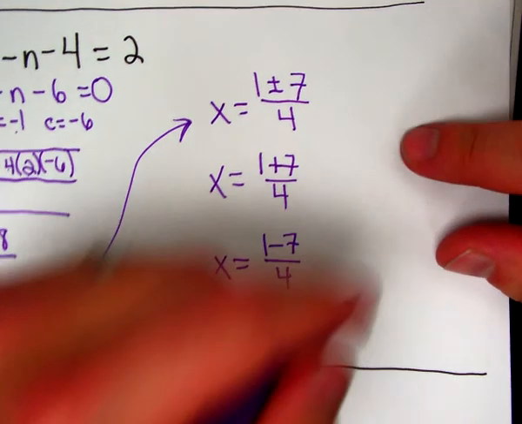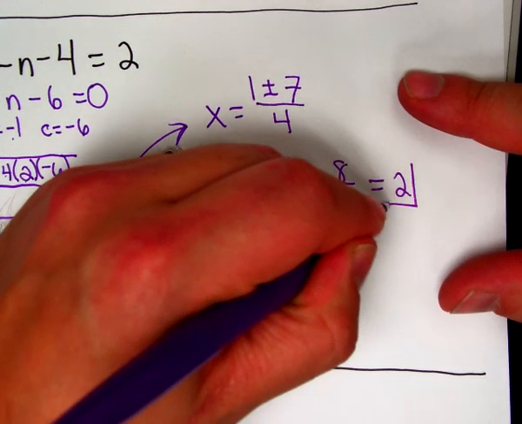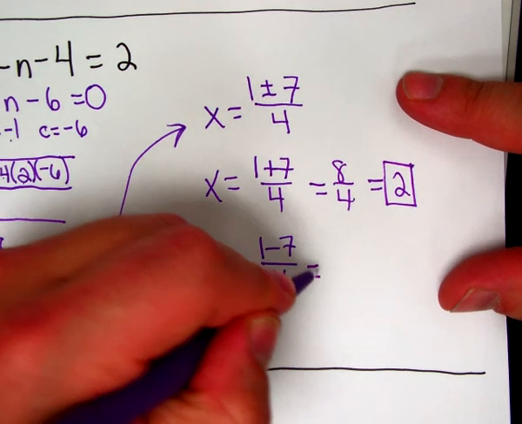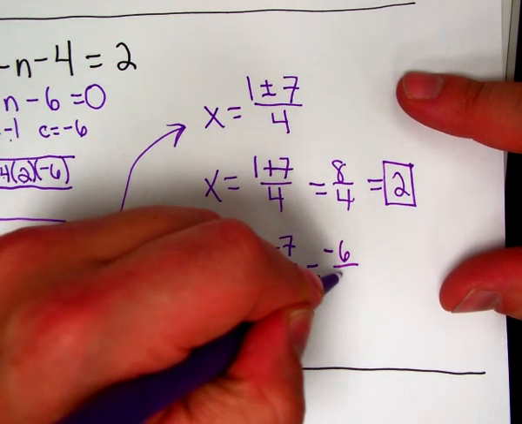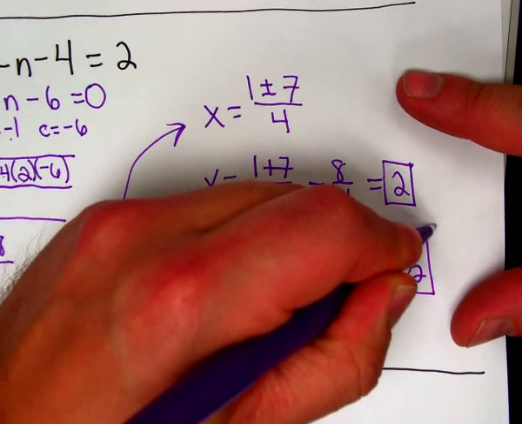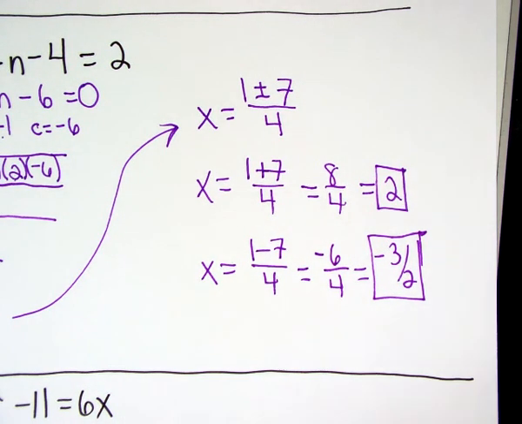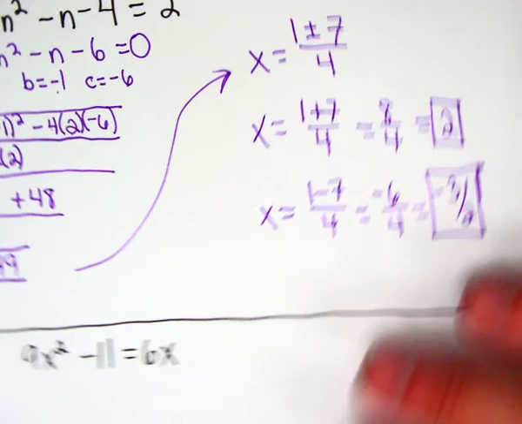So if we solve each one of these, we get 8 over 4, which is equal to 2. That's our first answer. 1 minus 7, which is equal to negative 6 over 4, which is negative 3 over 2 if we reduced it. And remember, no decimals. Okay? This is an easy example because everything worked out very well. Let's take a look at a medium example.